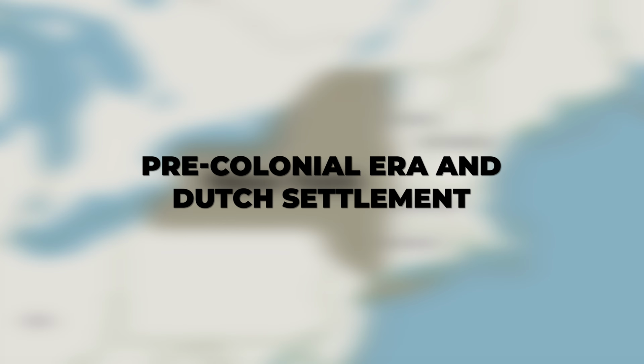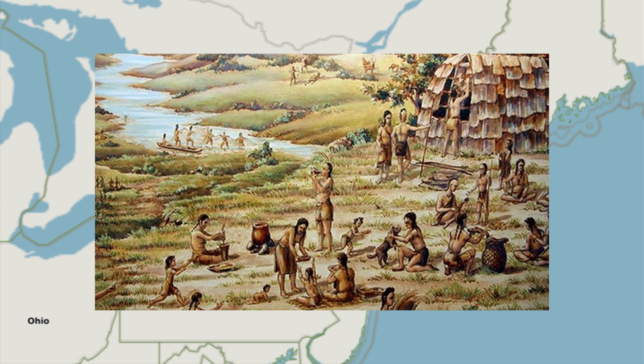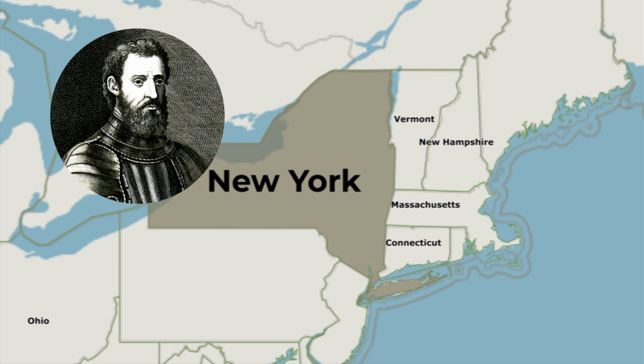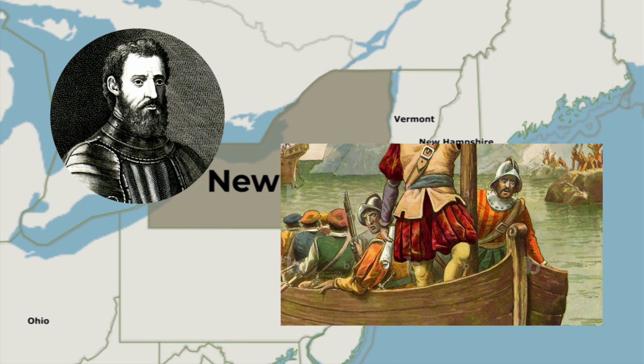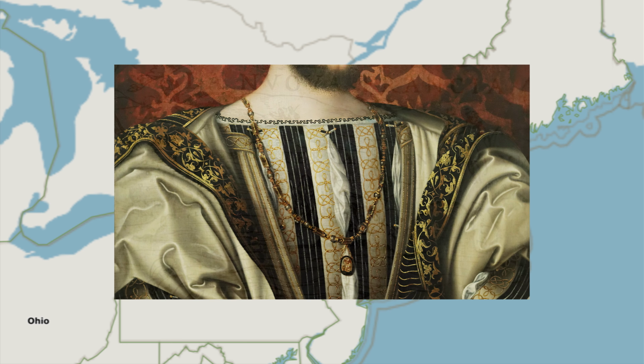Pre-colonial era and Dutch settlement. Before Europeans arrived, the area that would become New York was home to the Lenape people, numbering about 5,000 in the early 16th century. In 1524, the Italian explorer Giovanni da Verrazzano, sailing under the French crown, explored New York Harbor and named the area New Angoulême, in honor of King Francis I of France.